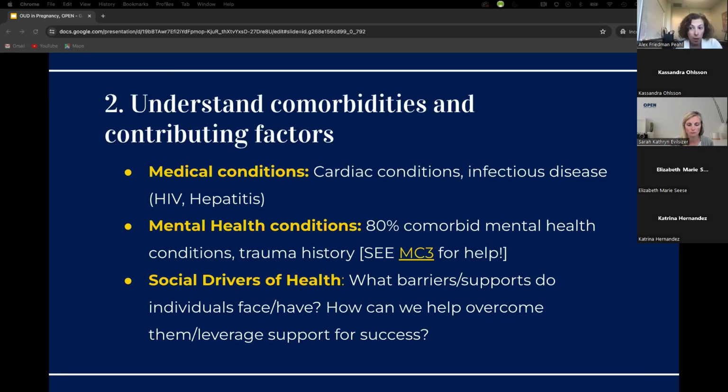Given that, it is critical to have a robust mental health team available. I'm fortunate in PFF to work hand in hand with a psychiatrist and a behavioral health consultant who's able to provide therapy. If you do not have these resources at your elbow, MC3 is available to help with mental health concerns in the perinatal period. And finally, we spoke about social drivers of health. Really understanding barriers and supports for individuals can help us to both overcome the challenges, but also leverage those supports for success.